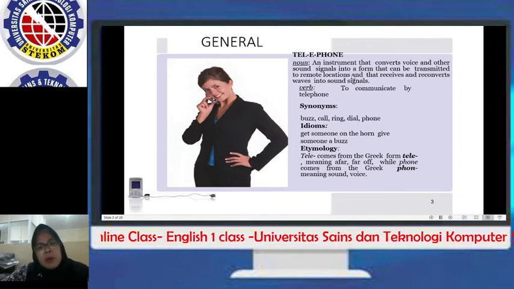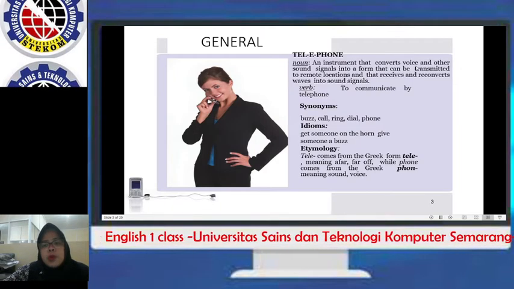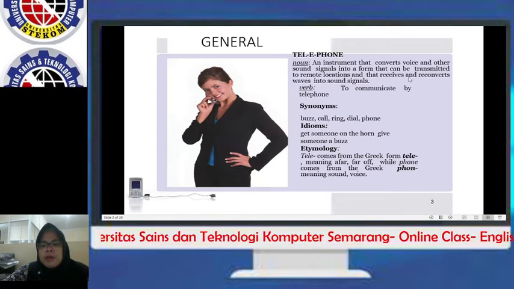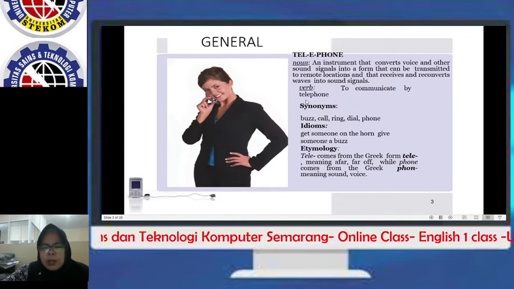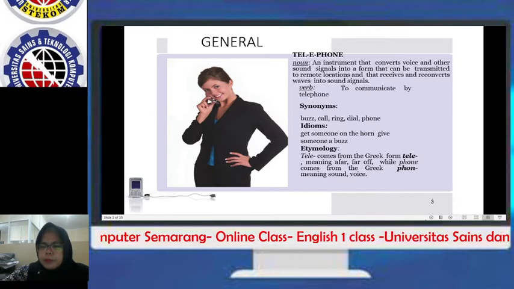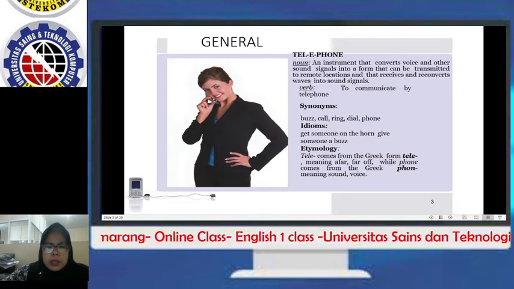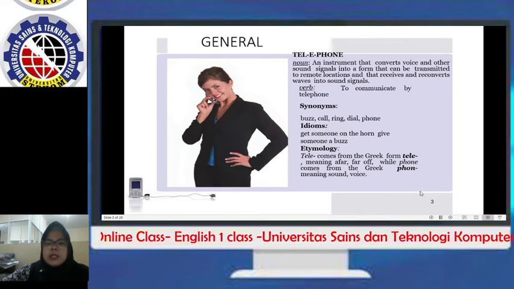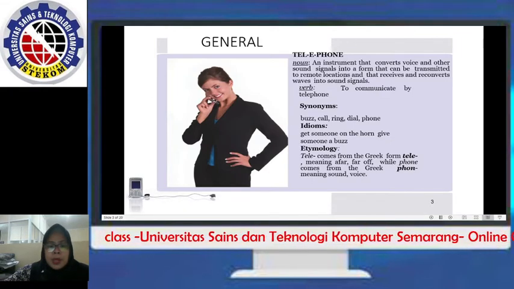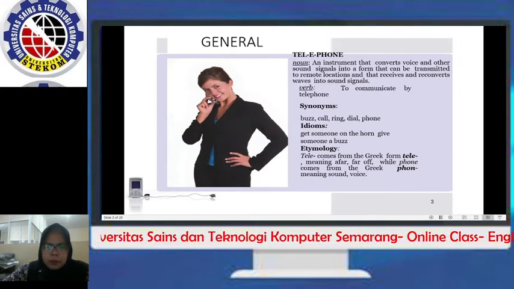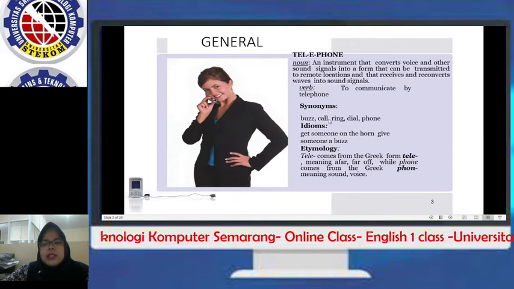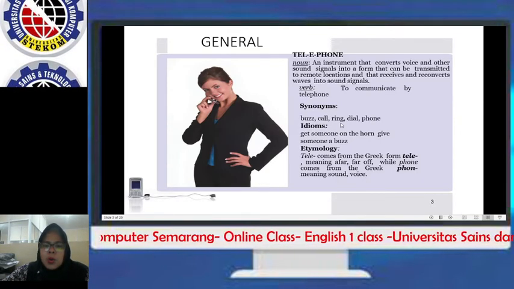Anda pasti sudah tahu ya, telephone itu apa? Telephone is an instrument that converts voice and other sound signal into a form that can be transmitted to remote location and that receive and to convert wave into sound signal. Jadi telepon itu instrumen untuk meng-convert voice, suara. That is the noun: smartphone, telephone, and the book to communicate by telephone. Ya, of course, untuk berkomunikasi dengan menggunakan telepon. Sinonim dari telepon itu sebenarnya ada buzz, ada call, ring, dial phone.